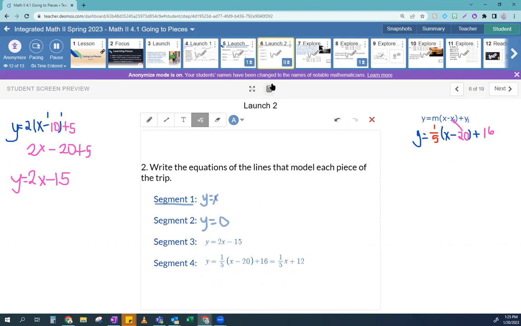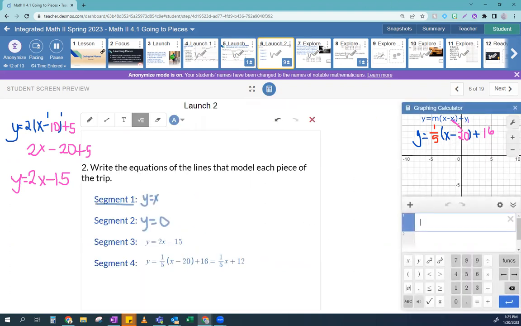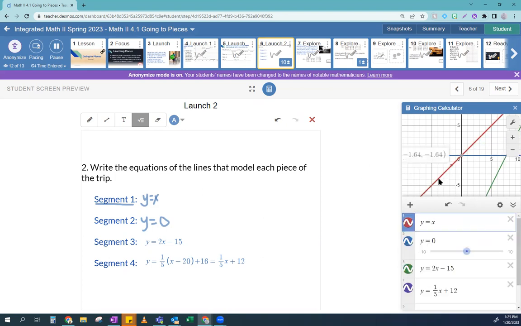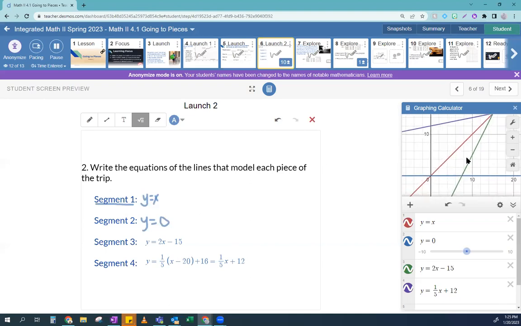But the problem is if I graph all of these, now let me erase my other stuff. Now, if I graph all of these, y equals x, and then I graph y equals 0, and I graph the next one, y equals 2x minus 15, and I graph my last one, y equals 1/5 x plus 12. Okay. And I show you this. Let's zoom out a little.